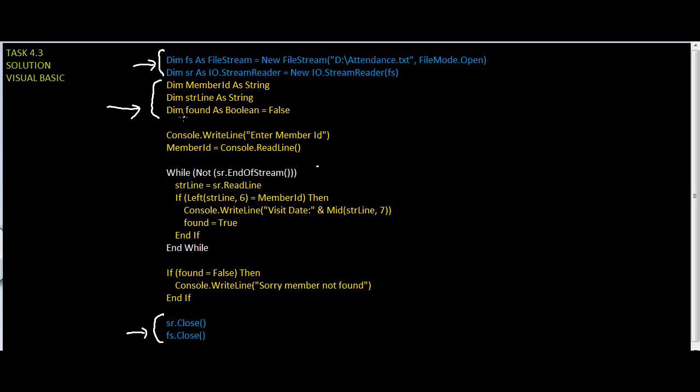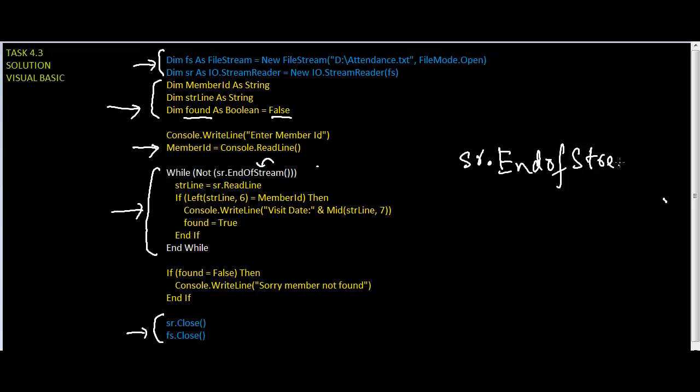Okay, and these here are the variables that I have declared that I'm going to be using in the program. Found is a boolean variable which has been set to false. I take the member ID as input from the user, then I run through my file. I keep going through my file while I have not reached the end of the stream. The function that we've used here is a built-in function for the stream reader called the end of the stream function. So this loop is going to keep running whilst the stream reader has not reached the end of the stream.